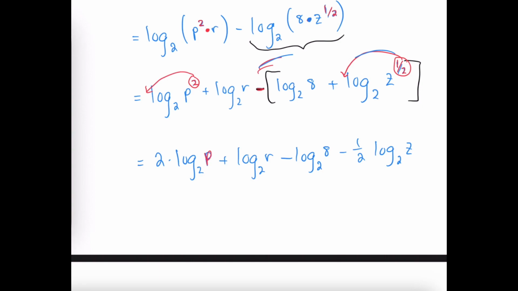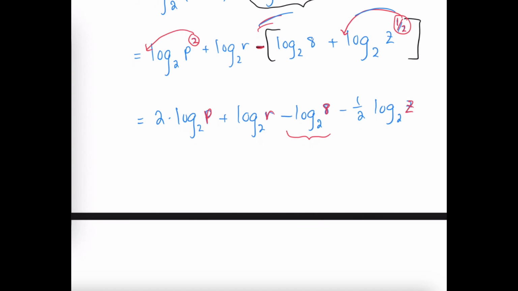We no longer have any powers, products, or quotients in the argument, but we do have one of these logarithms that can be evaluated. Let's notice here that the log base 2 of 8 has a value of 3 because 2 cubed is equal to 8. So let's evaluate this, calling it 3.